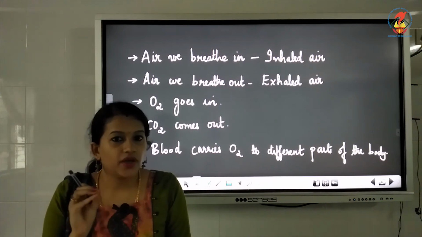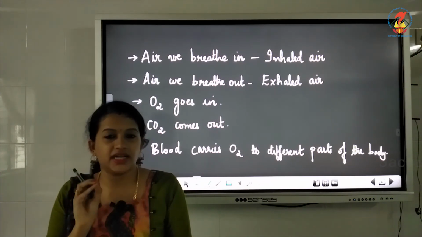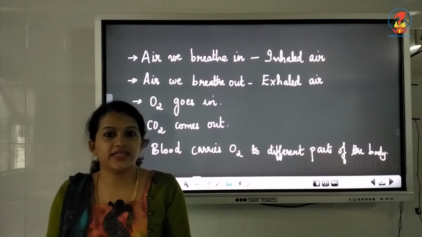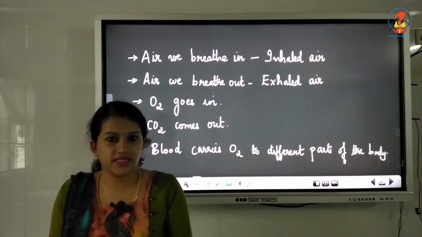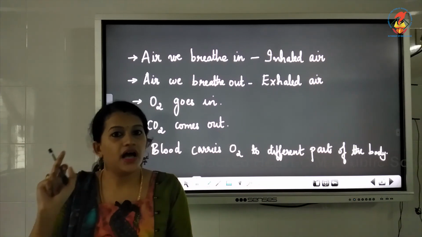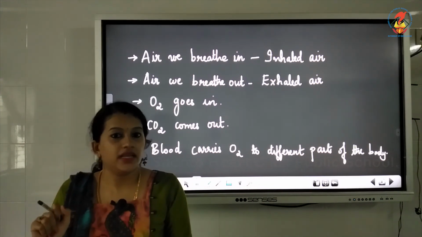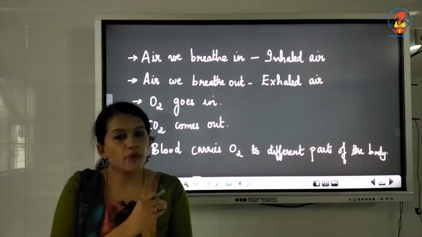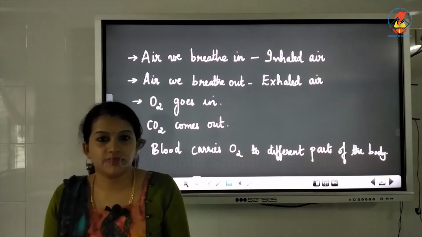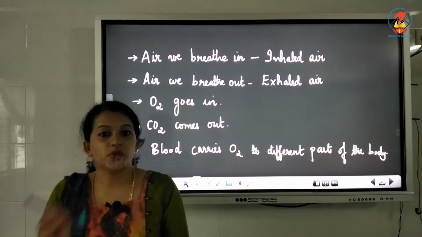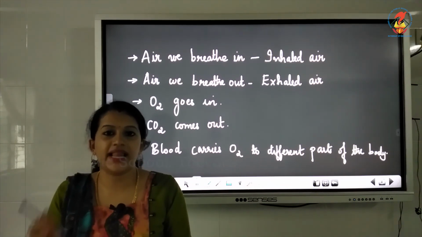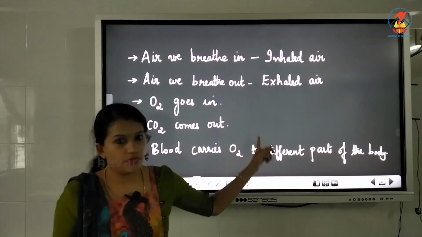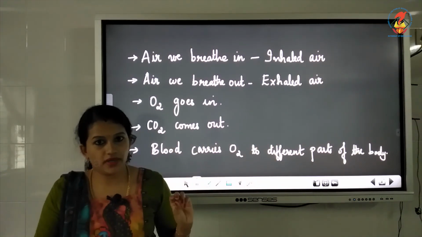So children, I hope that these points are clear to you. Please learn the three main organs involved in our respiratory system, that is our nose, our windpipe, then the lungs. Okay, please learn these points well. I hope that the respiratory system is clear to you all. So please read your worksheets well and mark the important points that are written on the board. All these are the important points.